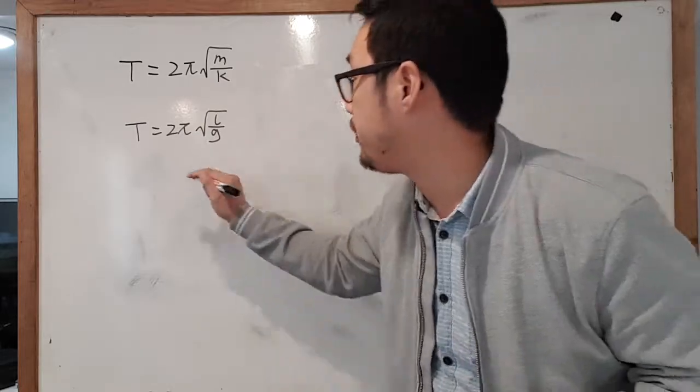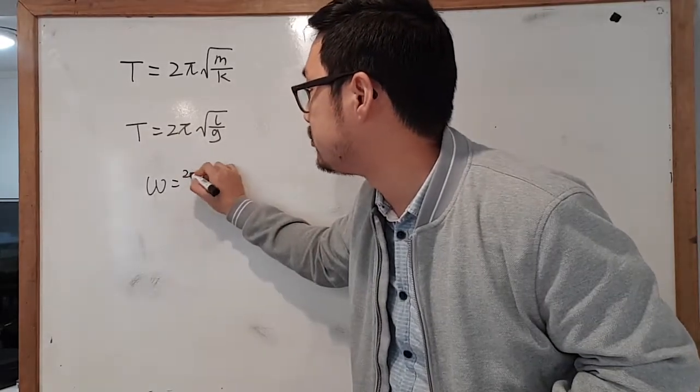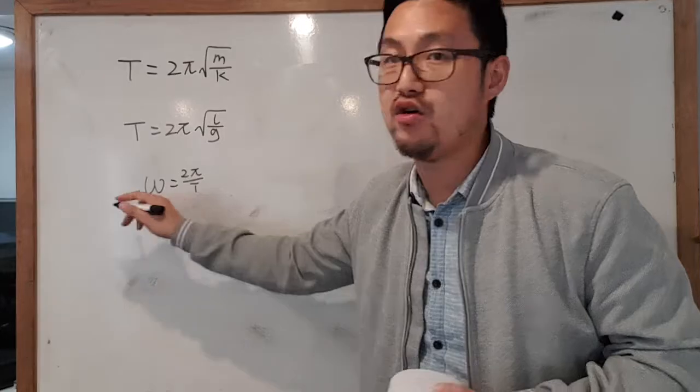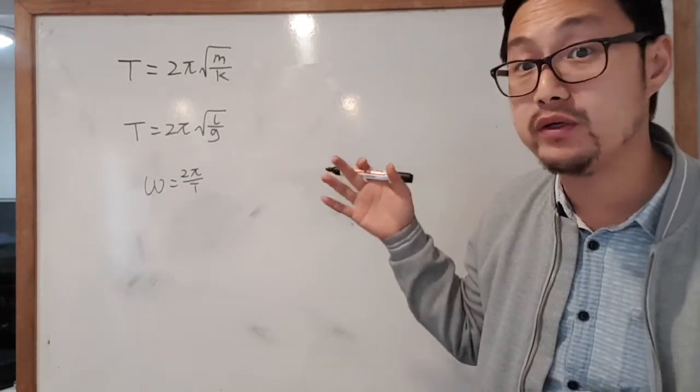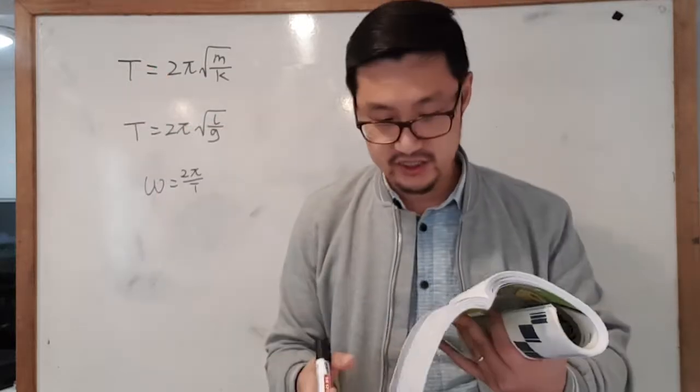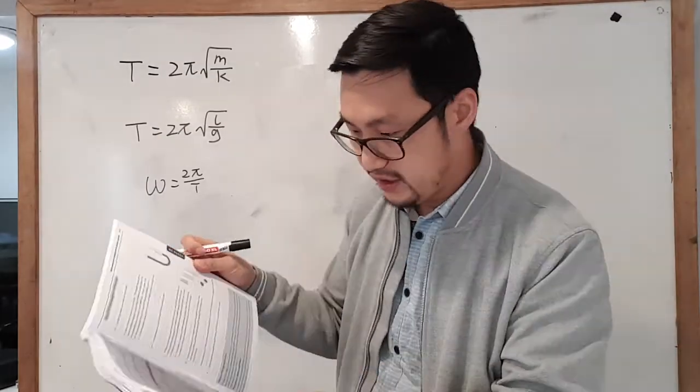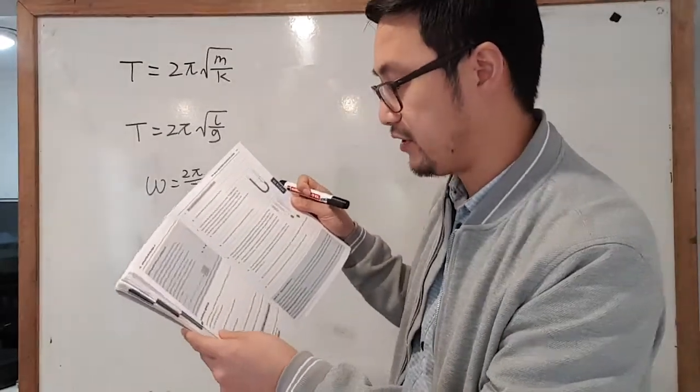And once you know the period, you use omega equals 2 pi over T. Then you will be able to calculate the angular speed. And once you know the angular speed or angular frequency, then you can use all the equations you've learned before. So for all these questions here, you see they will all be using this.